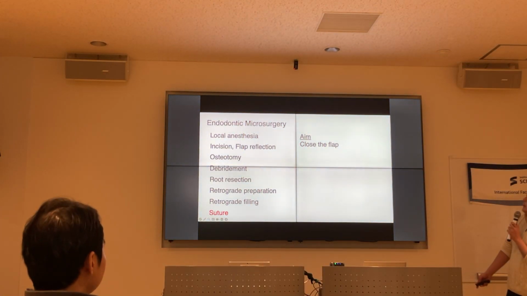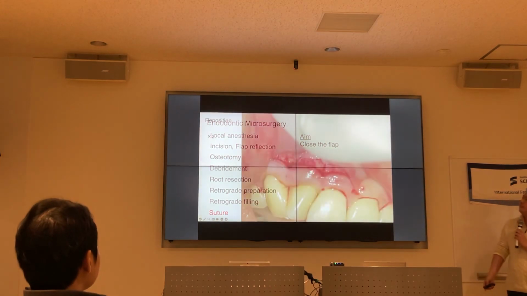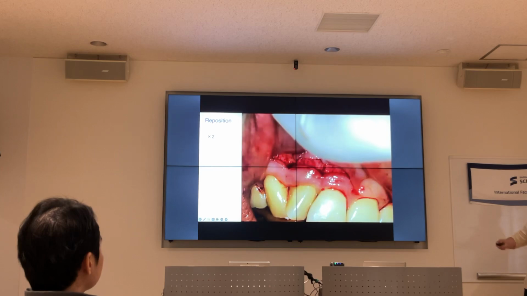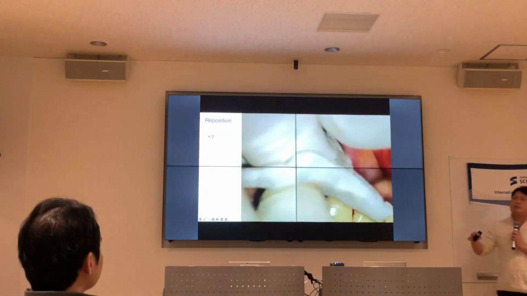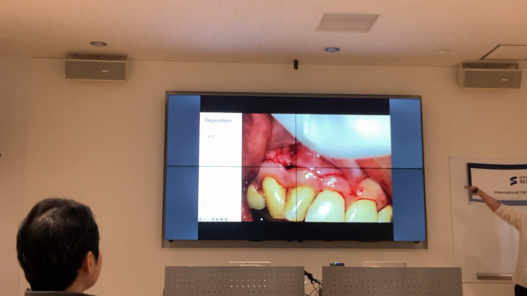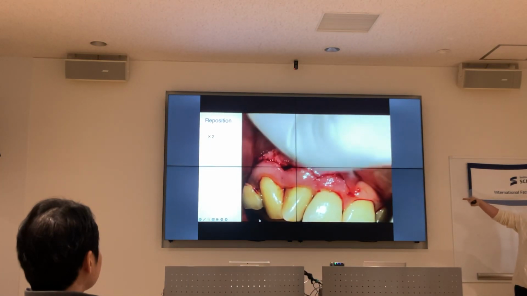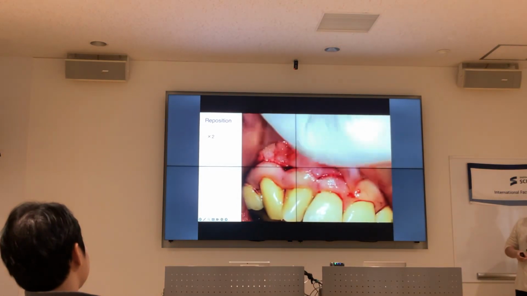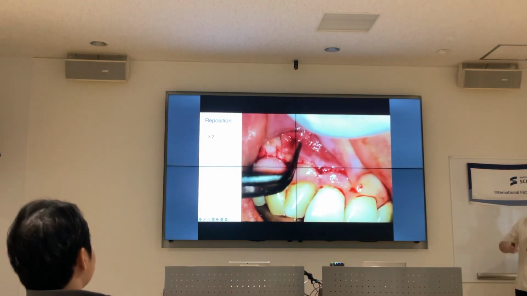Suturing. The aim is to close the flap. Before suturing, I always reposition because during the surgery the flap shrinks. So before suturing, I reposition it with gauze to the original position. If I do this step, it is easy to suture.